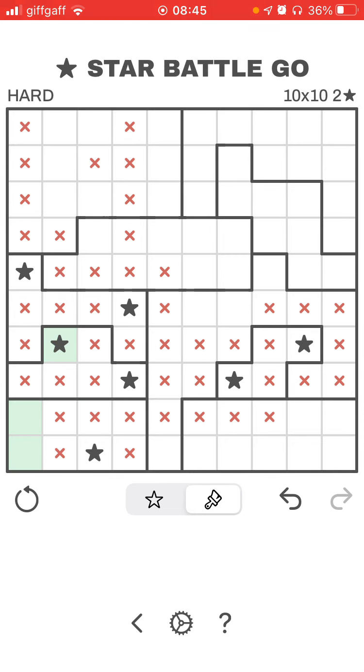So whenever you get a 3x1 region where you've got to put 1 star in, you can then eliminate the space to the left and right of the middle of it. So I don't think that was particularly useful in this case. I just wanted to show that technique.